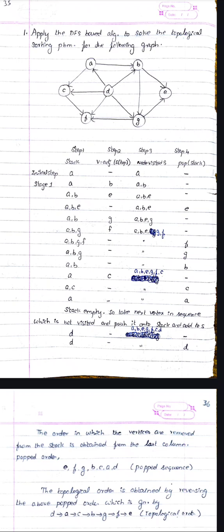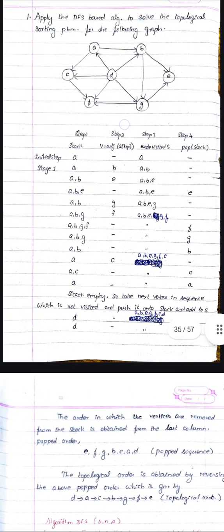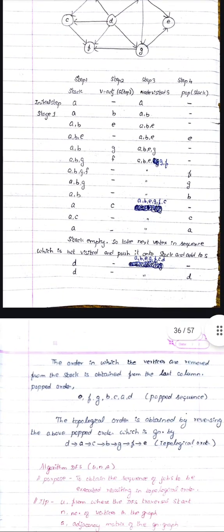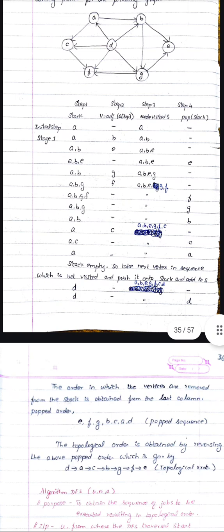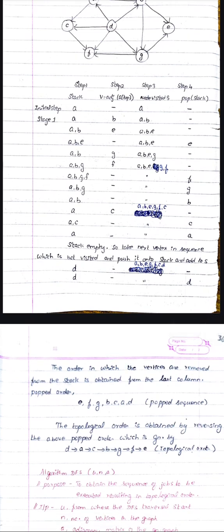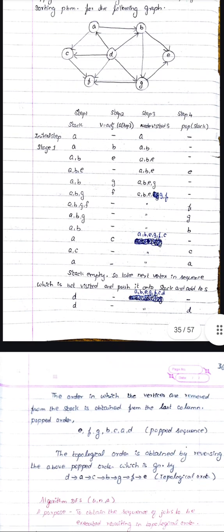Then A, B, G. For G we have F as an adjacent node, so that will be taken. Then adjacent of F is nothing, so pop F. Then adjacent of G has already been taken, pop G. Adjacent of B already taken, then pop B.